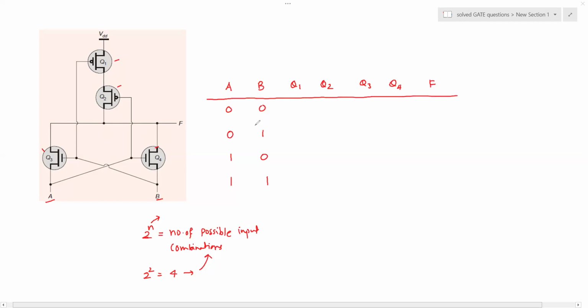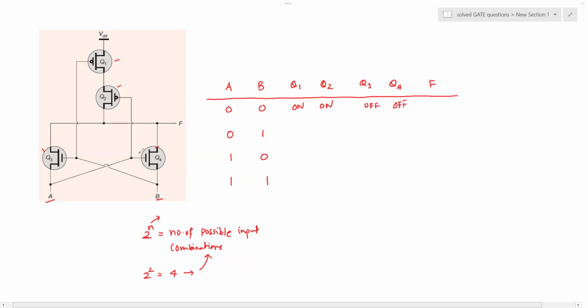So first things first, let us write this. Here you apply 0 and 0. So obviously the 0 to the gate of Q4 makes it off, and 0 to the gate of Q3 makes it off. So these two switches, Q3 and Q4, are off, but A reaching the gate of Q2 makes it on, a closed switch. B reaching the gate of Q1 makes it a closed switch, that is on. So here we can write that Q1 and Q2 are on and Q3 and Q4 are off.